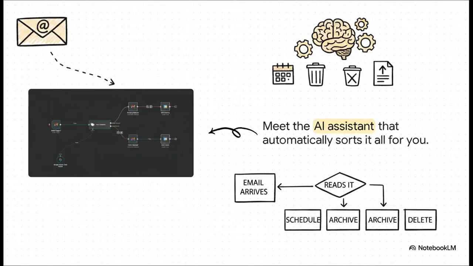So, what you're looking at right here is basically the blueprint for our AI assistant. Now, I know it might look a little complicated at first glance, but it's really just a simple set of instructions. An email comes in, our AI reads it, it decides what kind of email it is, and then it takes action. We're going to build this exact workflow together, step by step.